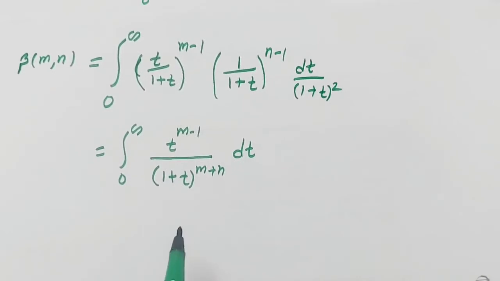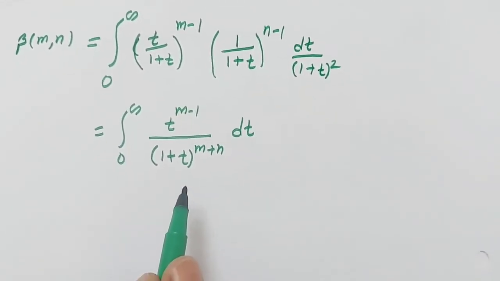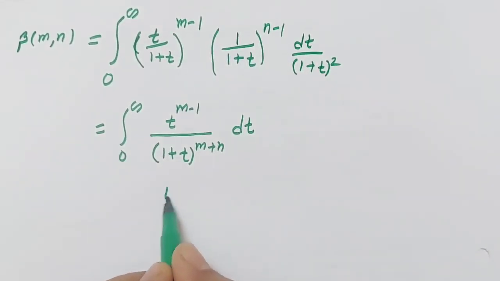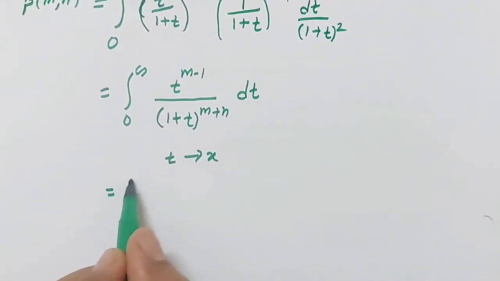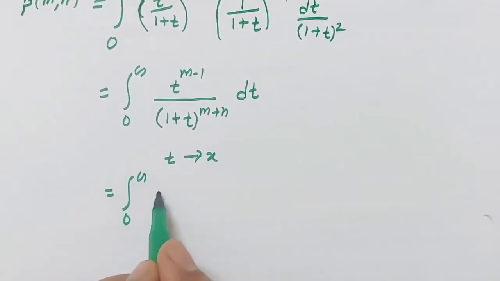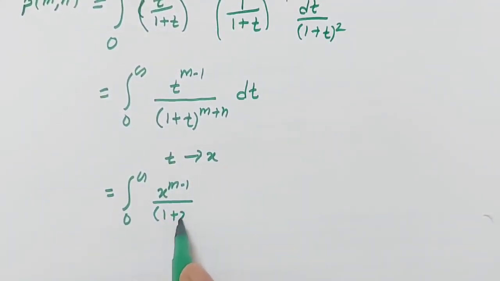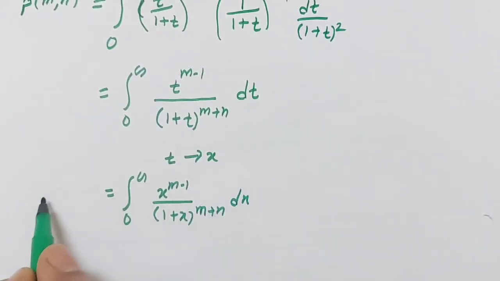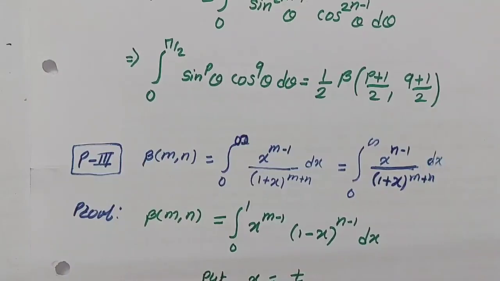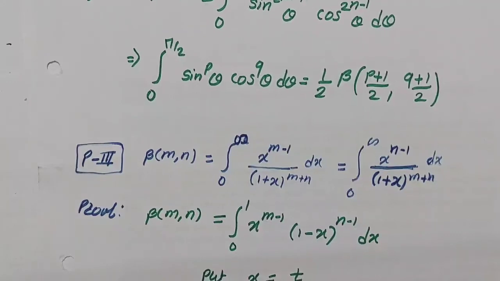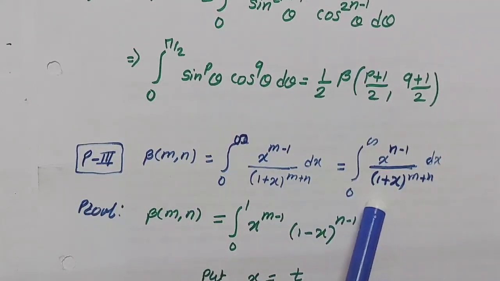Now we know that we can replace the variable t directly with x. So if we replace t by x, the integral remains the same. That means here the integral from 0 to infinity of x raised to the power m minus 1 divided by (1 plus x) raised to the power m plus n dx, and the left hand side is beta of m comma n. And by the symmetric property of the beta function, we can interchange m and n, so we get this integration.